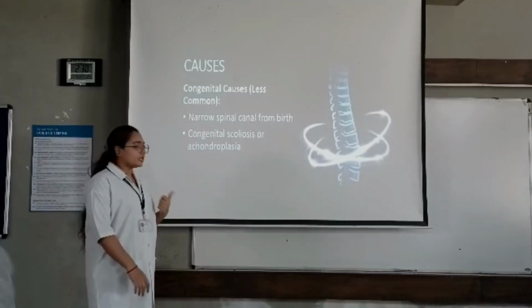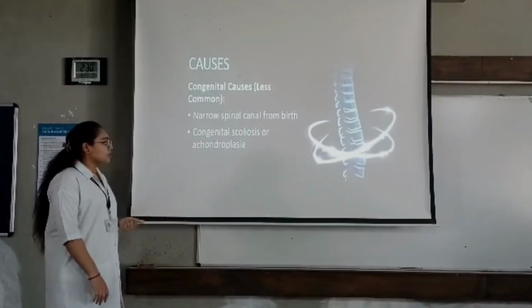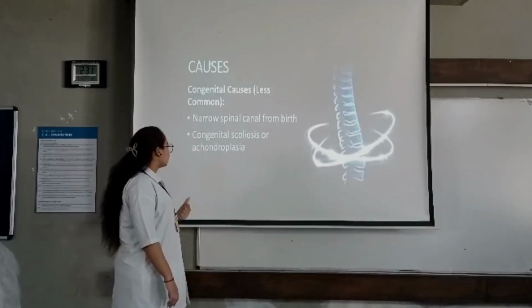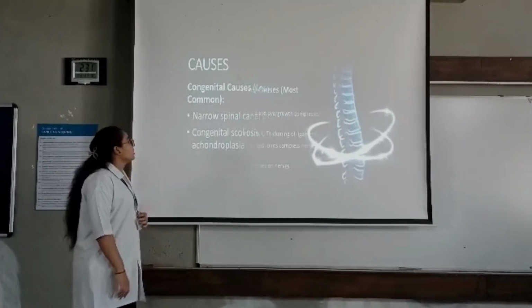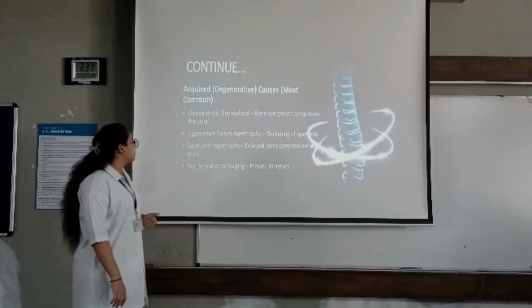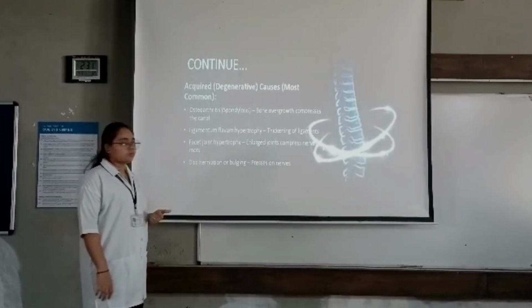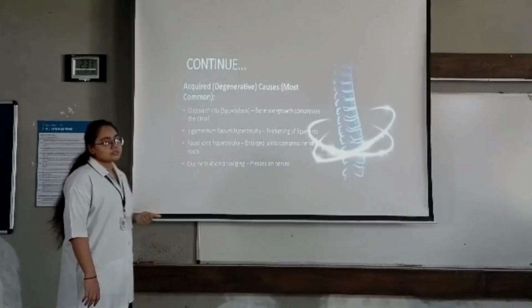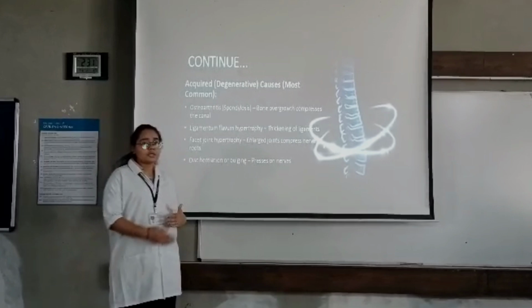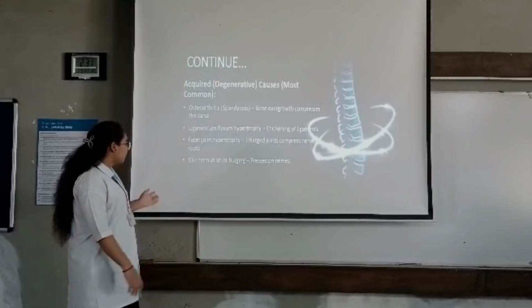Congenital cause is the less common. Narrow spinal canal from birth. Congenital scoliosis and achondroplasia. Now the second type, the acquired cause, is the most common, the degenerative cause. Osteoarthritis, also known as spondylosis, bone overgrowth compresses the spinal cord and the canal.